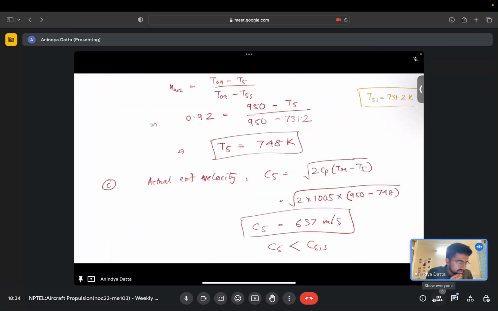Any questions on this? So this explains how we draw a TS diagram for the nozzle and how we can compute the exit velocity given the nozzle isentropic efficiency. Okay. Any questions? Else we can move to the next part, where we discuss nozzle choking and how computing the nozzle exit condition changes if the nozzle is choked.